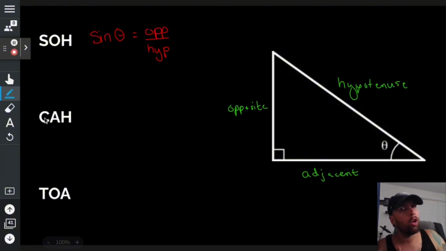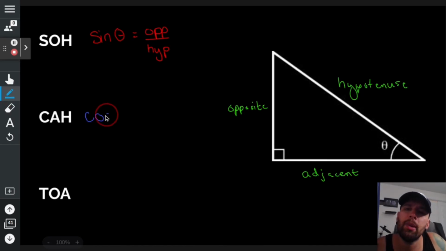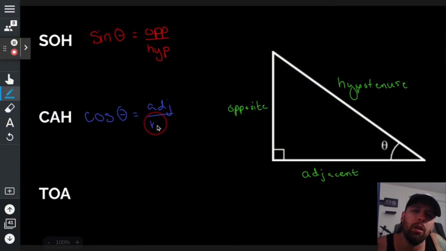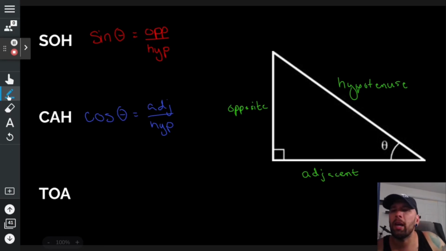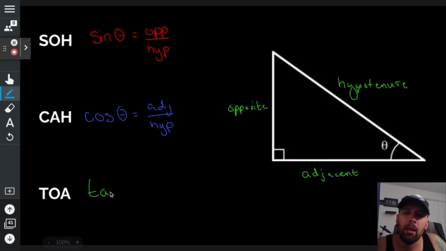CAH, which is what I call my friends, stands for the adjacent side over the hypotenuse. So we will say cosine theta equals the adjacent side over the hypotenuse. Last but not least is the tangent. And the tangent, TOA, you probably guessed it, is going to equal the opposite side over the adjacent side.